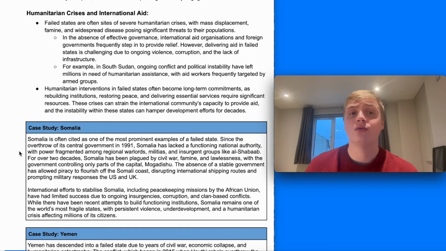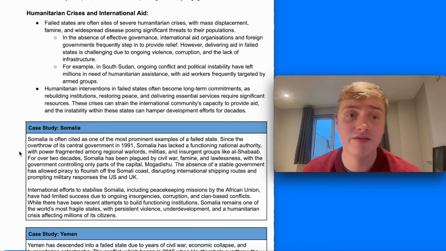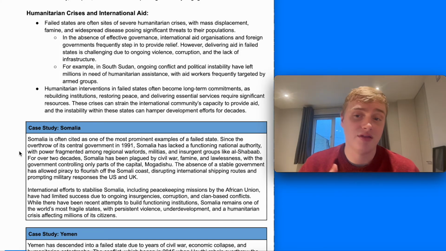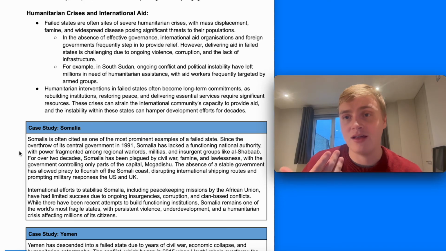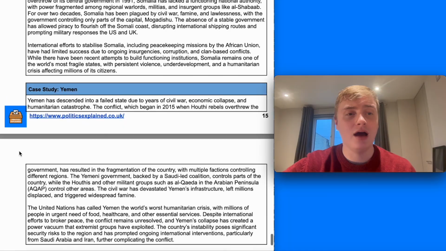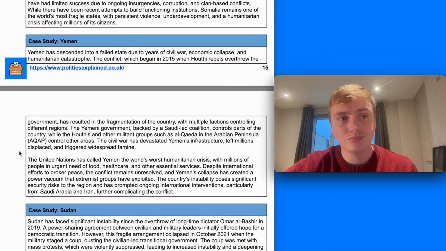Failed states are also often sites of severe humanitarian crises, with mass displacement, famine, and widespread disease posing significant threats to their populations. And that often leads to humanitarian interventions that can become long-term commitments, particularly if the government isn't rebuilt and there aren't effective institutions there. A couple of case studies then. You've got Somalia, Yemen, and Sudan.